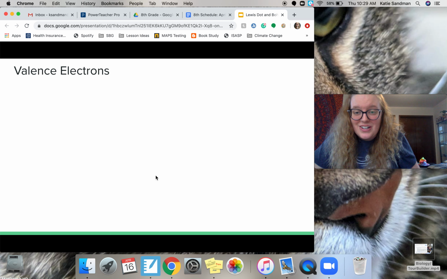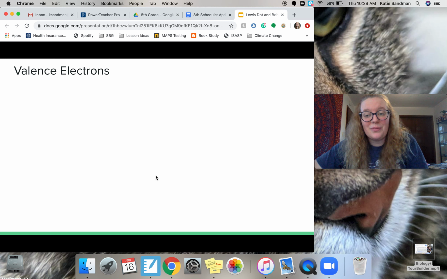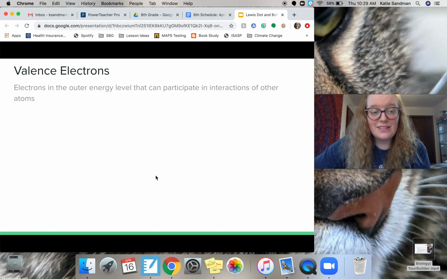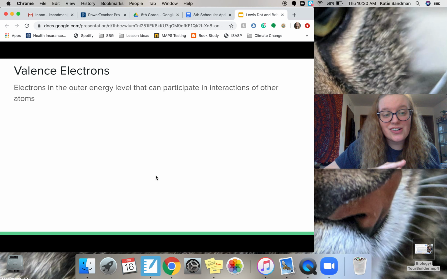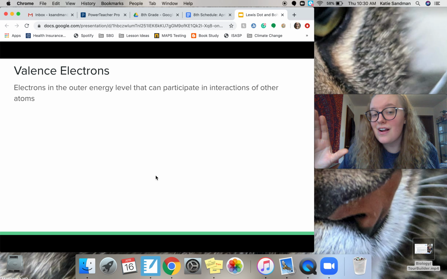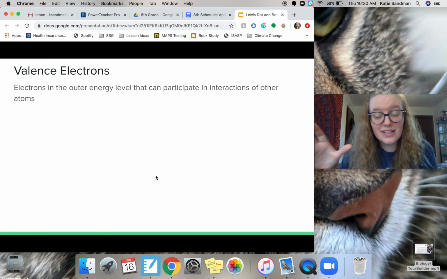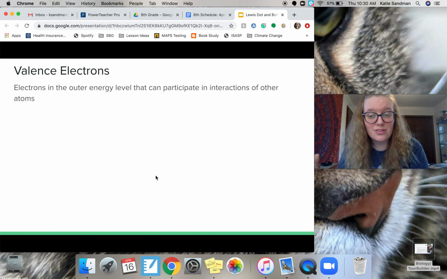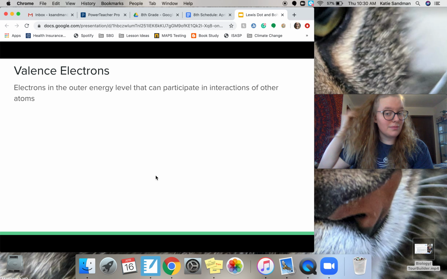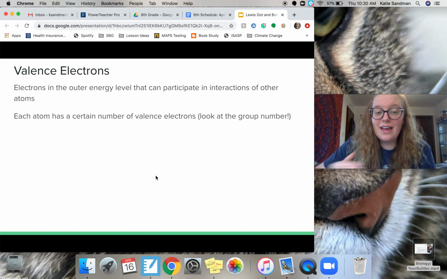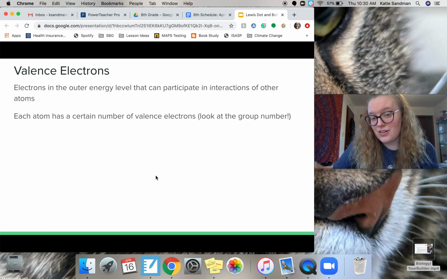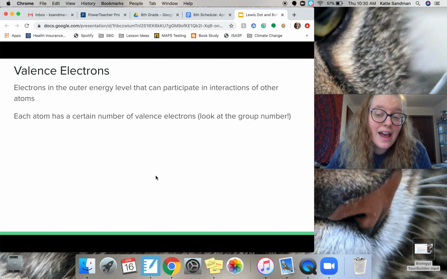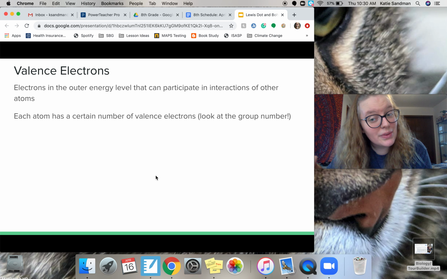So, valence electrons. We know what electrons are, but what are valence electrons? Valence electrons are the electrons that occur in the outer energy level, and these things can participate in interactions with other atoms or other elements. Each atom has a certain number of valence electrons. In order to find out how many valence electrons something is going to have, we are going to look at the group number that that element falls into.